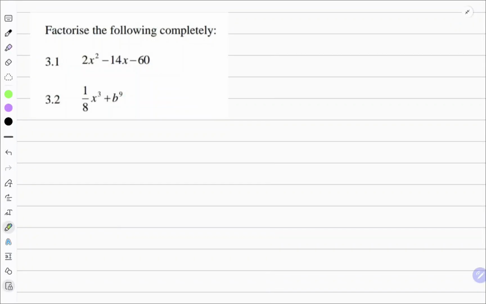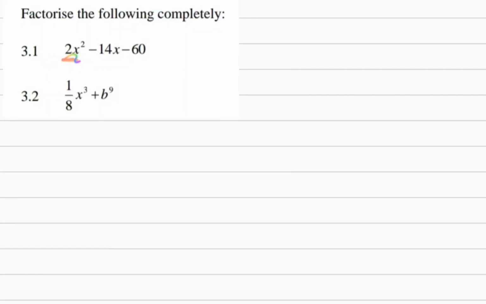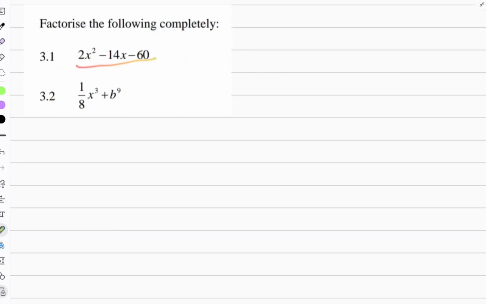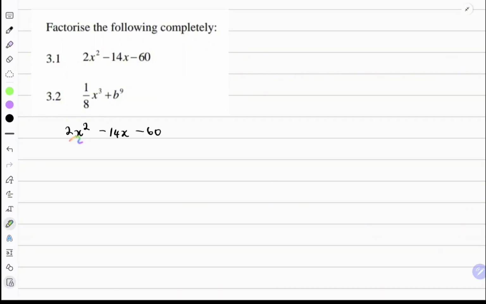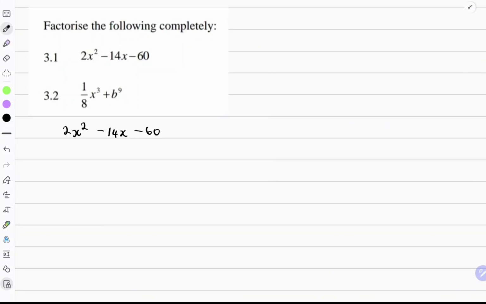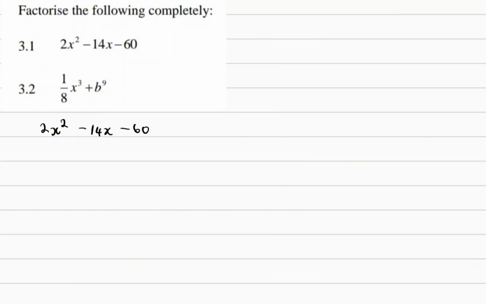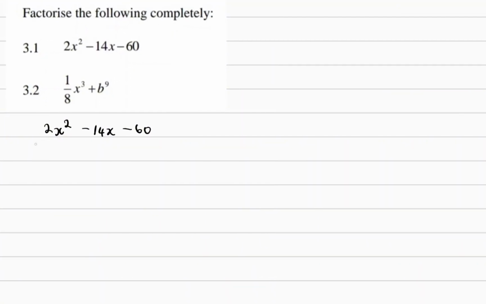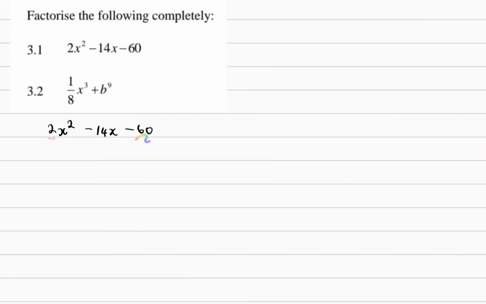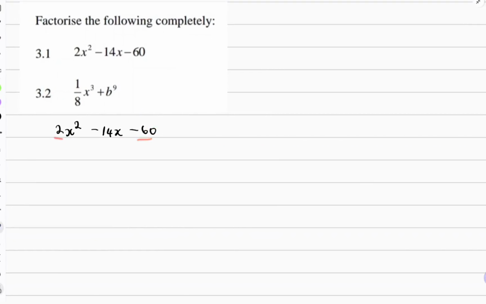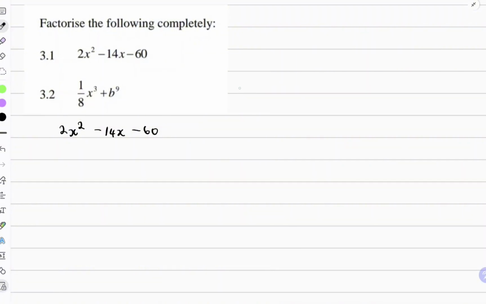What if they give you a quadratic expression where the coefficient of x squared is not 1? Let me show you how to factorize this quadratic expression. To factorize this expression, you need to use a method called finding the magic numbers. The first step is to multiply the coefficient of x squared by the last term. And 2 times minus 60 gives you negative 120.